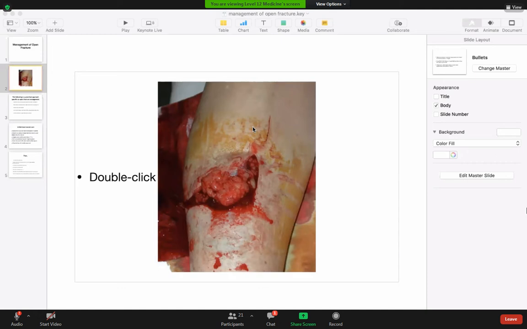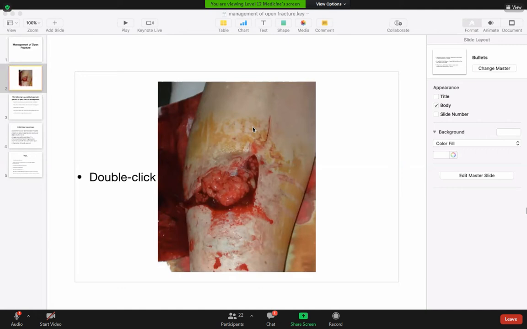Okay, so grading is also very important to decide which antibiotic to give. So grade 1, you can give a third generation cephalosporin, that is enough. If it's grade 2, you can add an aminoglycoside, which is gentamicin. And if it's grade 3 or soil contamination, then you can add penicillin. So this is also important. So antibiotics, this is the most important thing.